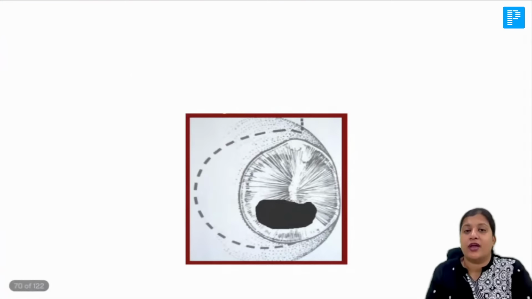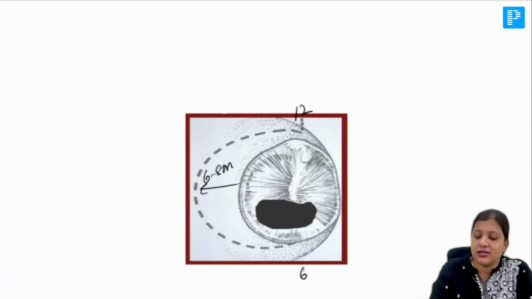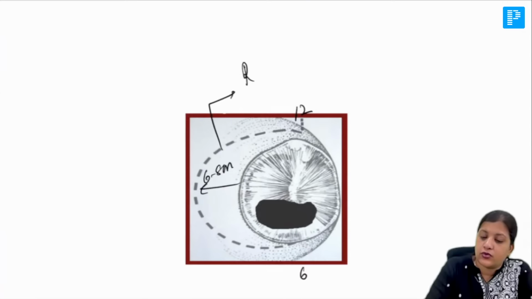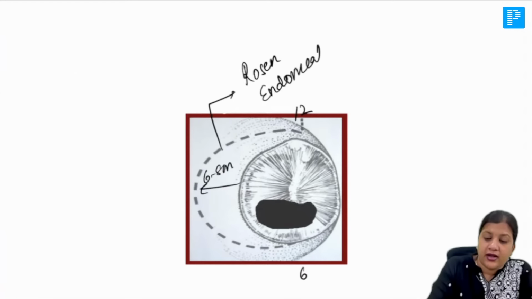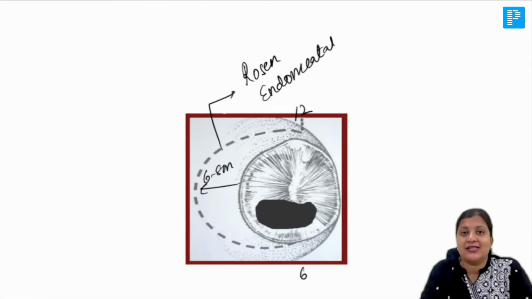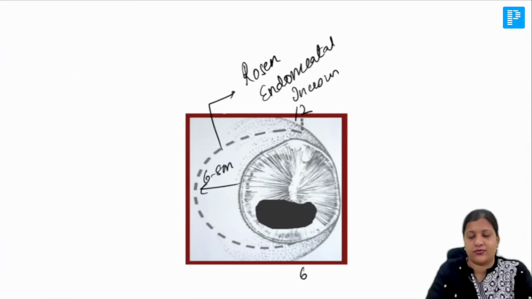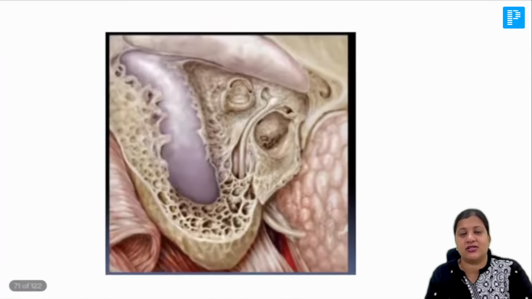Okay, now look at this incision which is starting from 12 o'clock position to 6 o'clock position, about 6 to 8 mm behind the annulus. This is called as Rosen's endomeatal incision. So endoral is Lempert's, postaural is Sir William Wilde's, and Rosen's is your endomeatal incision. Okay, so we now know the 3 incisions in the ear.